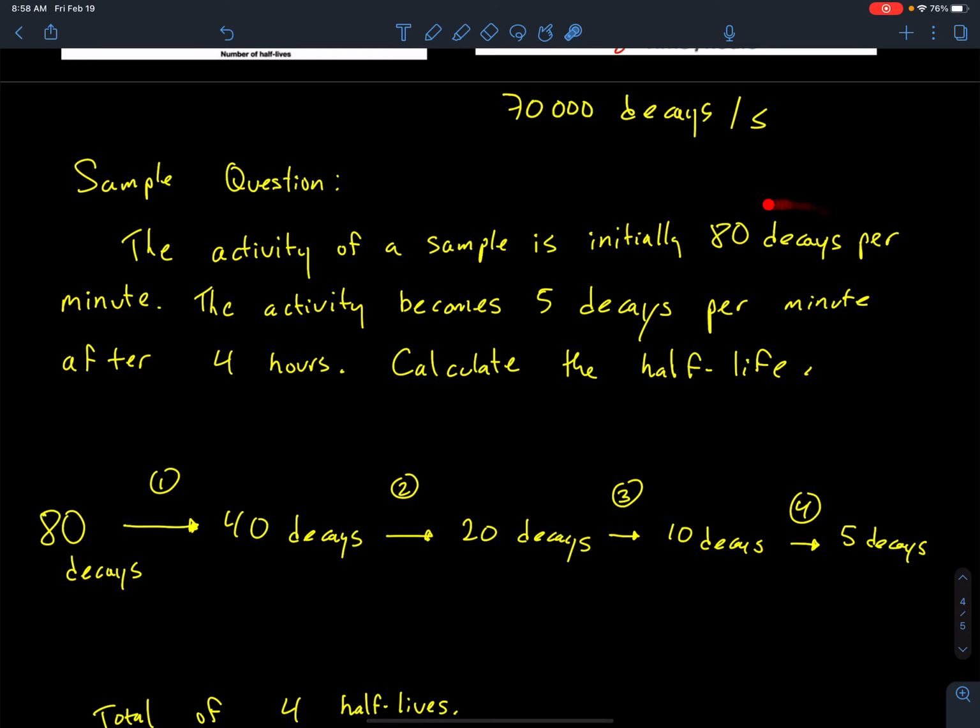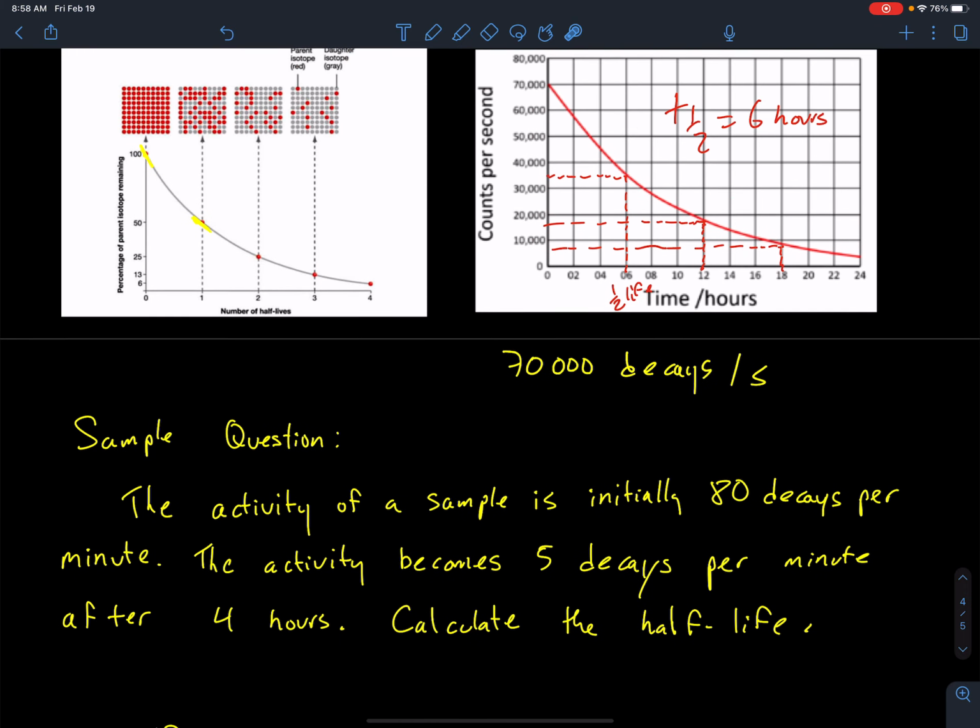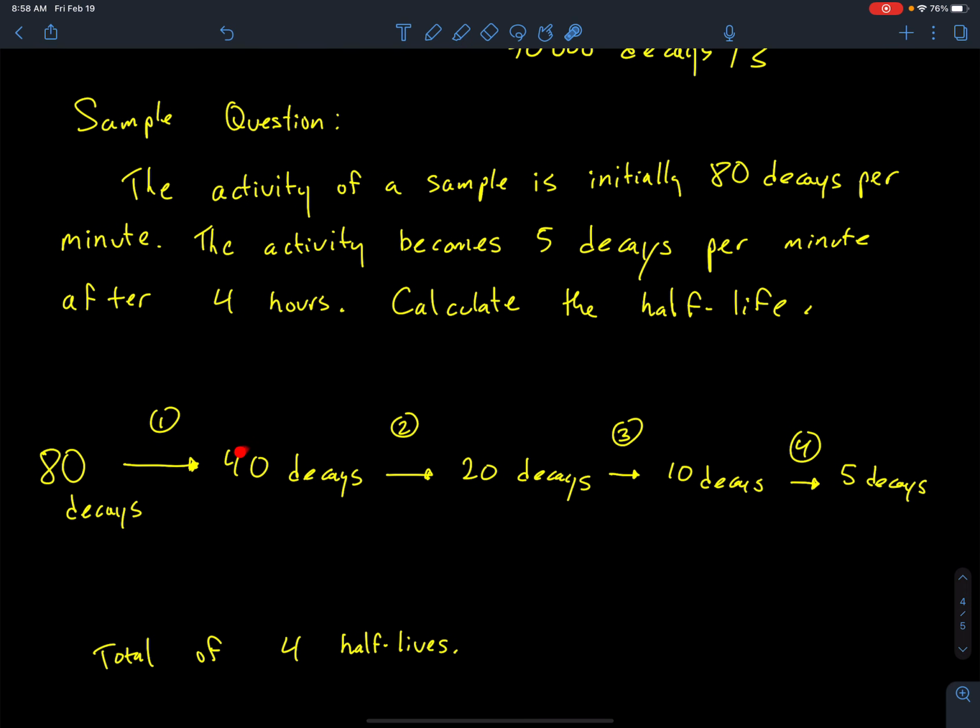So half-life means that the rate of decay goes down by half. So starting at 80, in one half-life, the decays will go down by half, as I showed you in this graph above. In the next half-life, it goes down by half again. In the next half-life, it goes down by half again. And the next half-life, it goes down by half again.